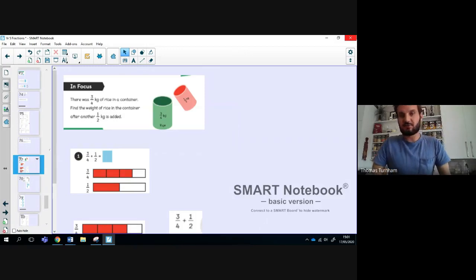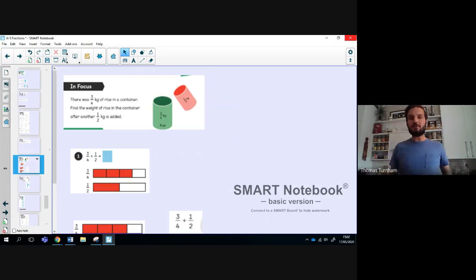Before we get ourselves too confused, or maybe even stressed about this problem, they made the problem seem more complicated because they've added in a unit of measurement, kilograms, and they've changed the wording. They haven't said add, they said after another 1/2 kilogram is added. But actually, we're talking about the same thing, aren't we? We're talking about 3/4 of a whole. In this case, the whole is a kilogram, and 1/2 of a whole. In this case, the whole is the kilogram.